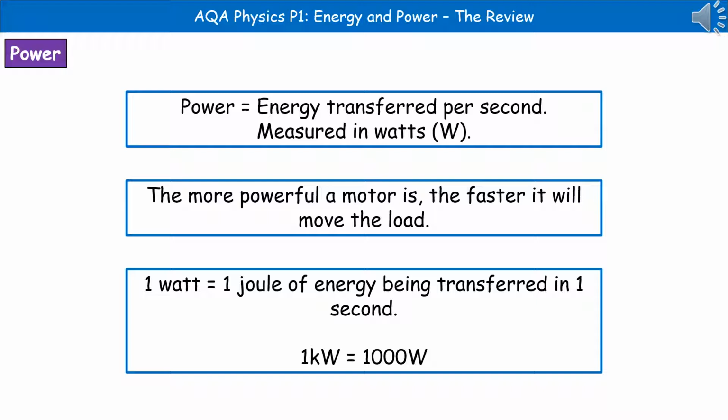Now one thing that we do need to bear in mind is that if we're referring to 1 watt, that means it's 1 joule of energy being transferred in 1 second. But sometimes what they use on the actual questions are some different versions of watts. So that little K in front of the W at the bottom tells us it's a kilowatt, and 1 kilowatt is the same as 1,000 watts.